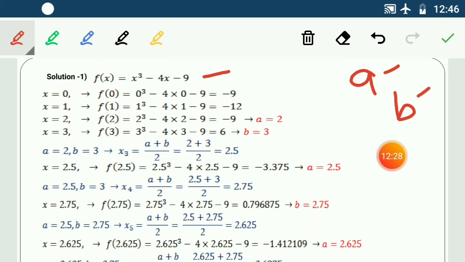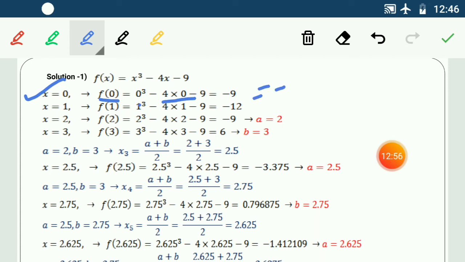First I will check for x equals 0, then x equals 1, then x equals 2, x equals 3, and where I get an alternate sign solution set, I can stop the random check and take the values of a and b. So see what we have done here. First I keep x equals 0, so f of 0 is how much? 0 cube minus 4 into 0 minus 9 gives me the value of minus 9.